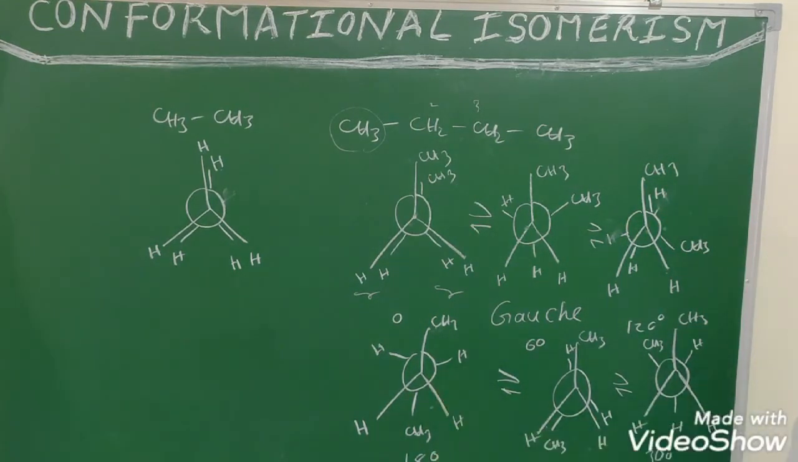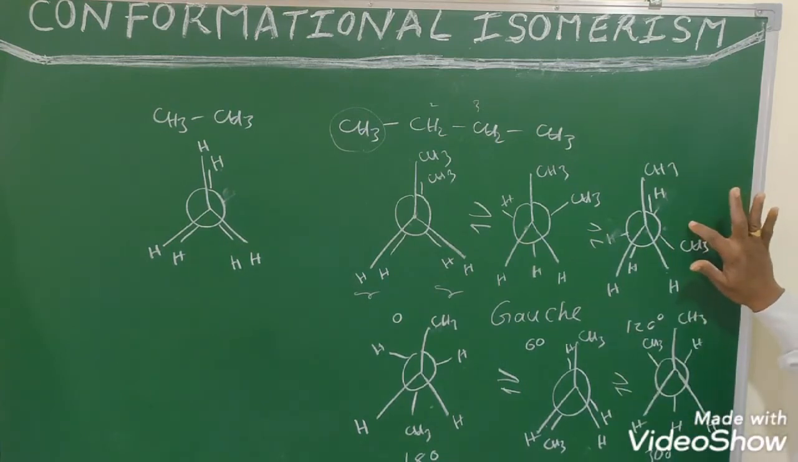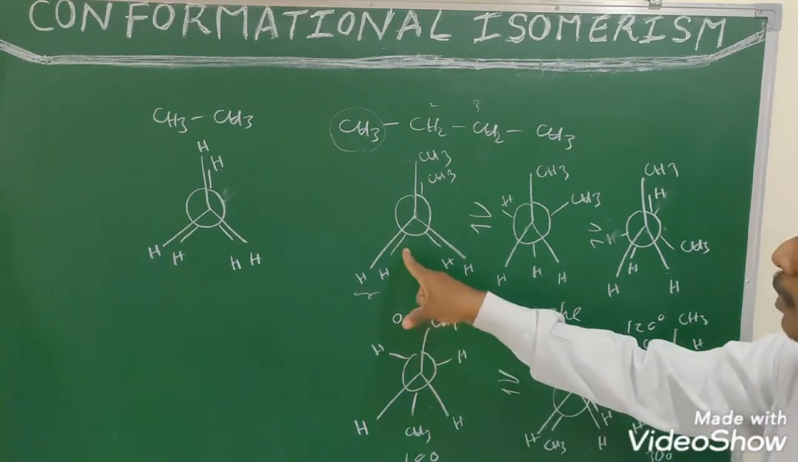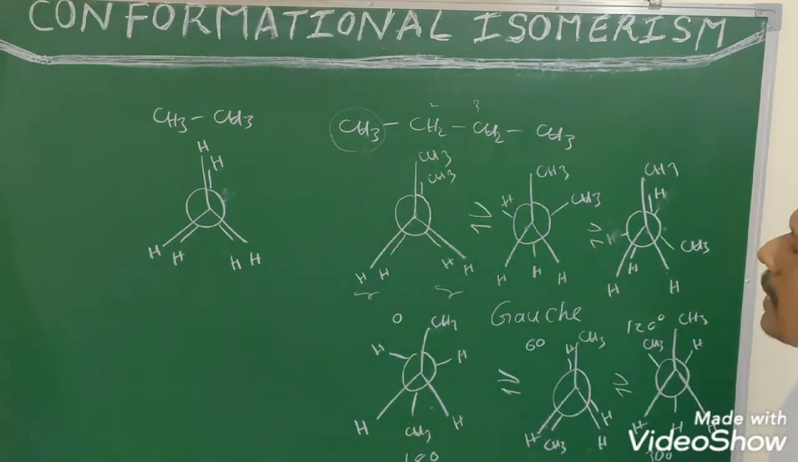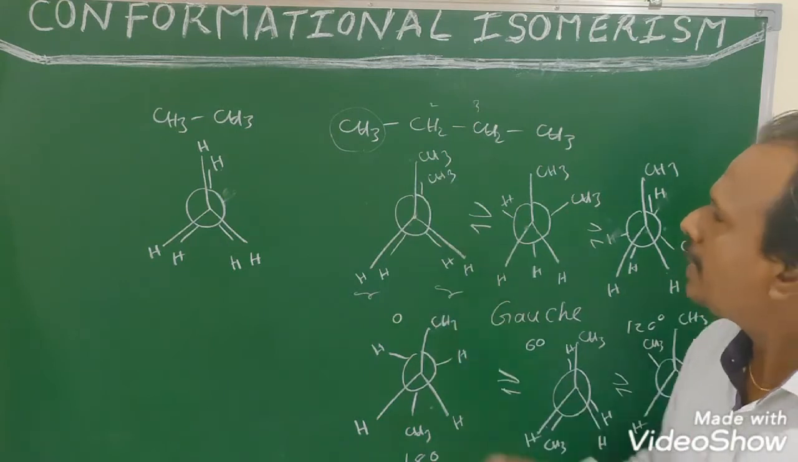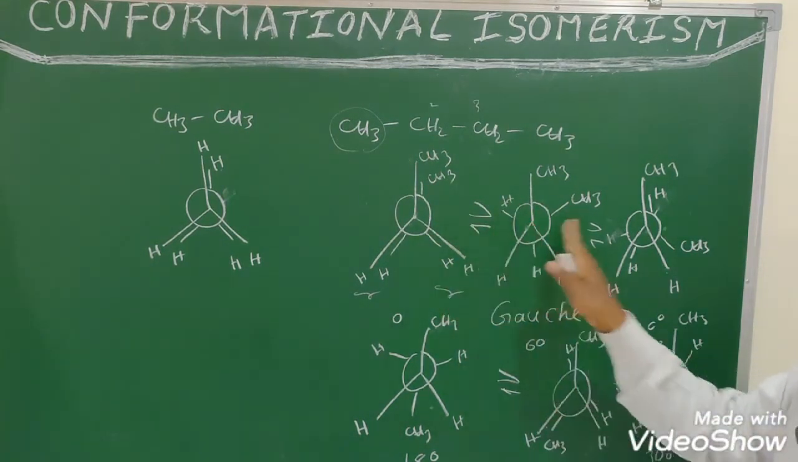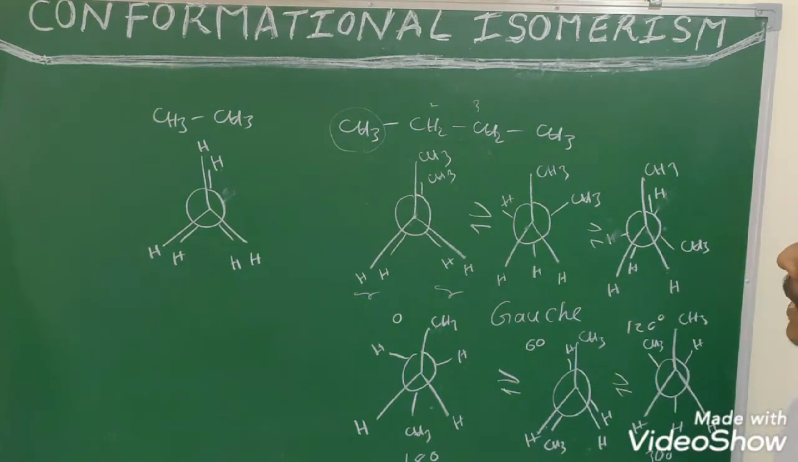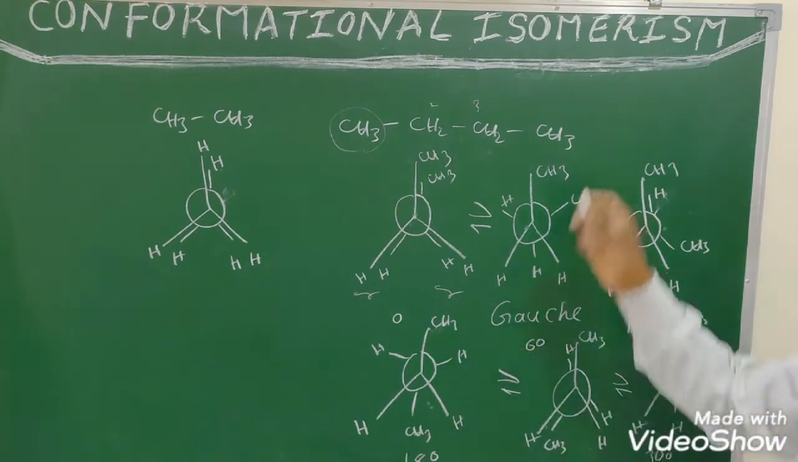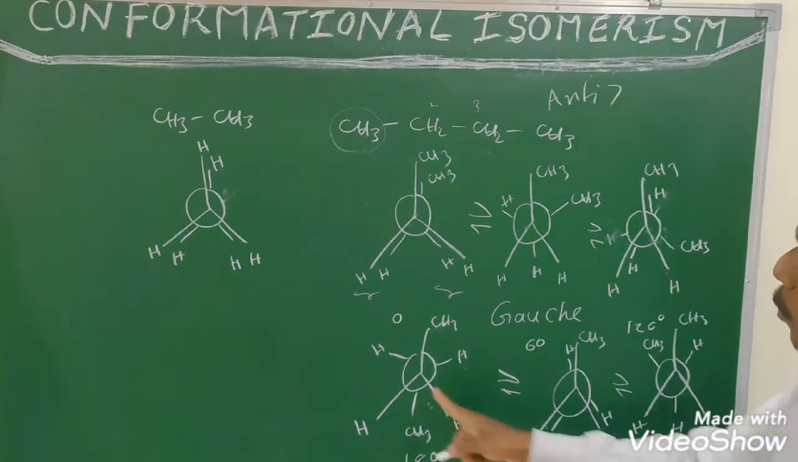So what is the stability order of these 4 conformations? Anti is more stable. Next, Gauche conformation is stable. Next one, partially eclipsed conformation. Least stable is fully eclipsed, because in the fully eclipsed conformation there are more repulsions, that means more energy. So finally, n-butane has 4 main conformations. Among the 4 main conformations, anti is more stable.